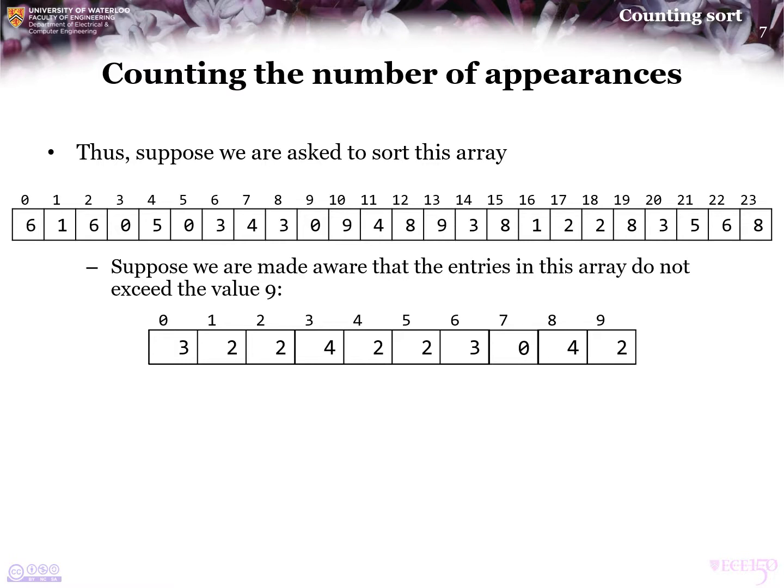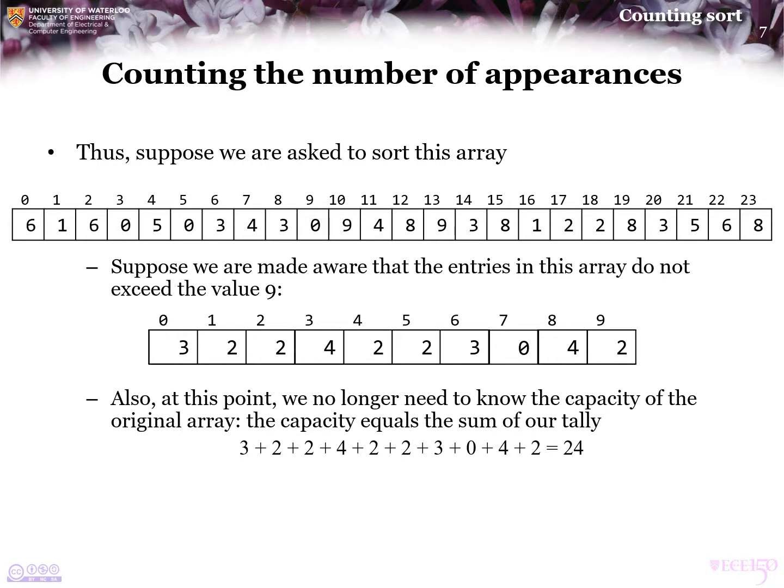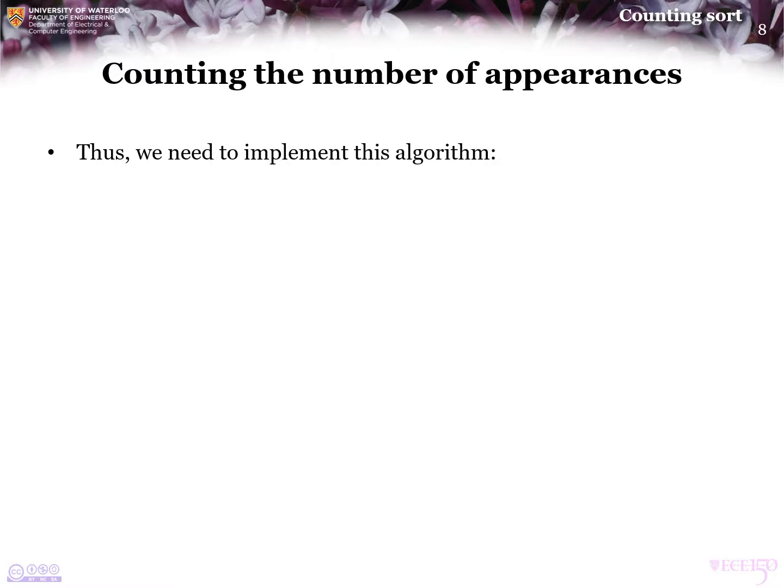Now we're done. Well, almost. There's one interesting point here. We don't even care about the original capacity of the array, because the capacity of the original array equals the sum of the values in our second array we created, 24. Okay, let's implement this algorithm up to this point.